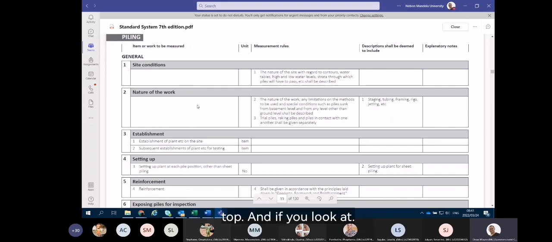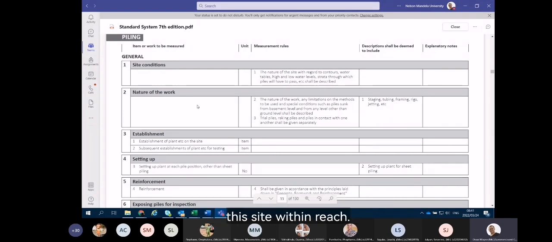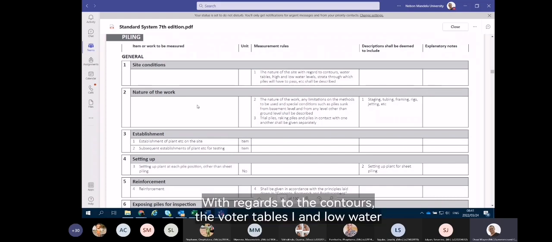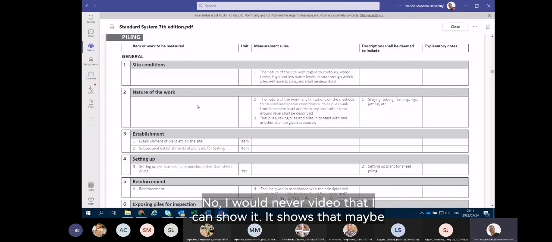Now, if you look at the standard system on page 20, it says that the nature of the site, with regards to the contours, the water tables, high and low water levels, and strata through which the piles would have to pass, shall be described. Now, I have another video that I show where it shows where the piles go through the different strata of different types of soil conditions.